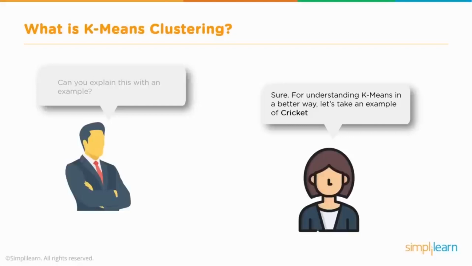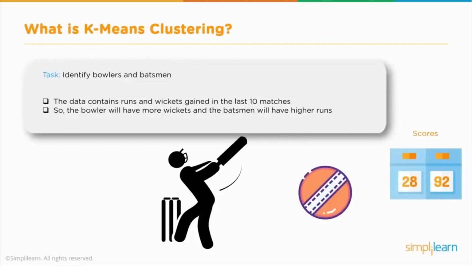Let's see how we can perform this. So we have the data which consists of primarily 2 characteristics, which is the runs and the wickets. So the bowlers basically take wickets and the batsmen score runs. There will be, of course, a few bowlers who can score some runs, and similarly there will be some batsmen who would have taken a few wickets. But with this information, we want to cluster those players into batsmen and bowlers.